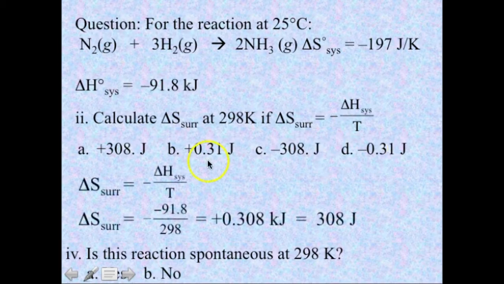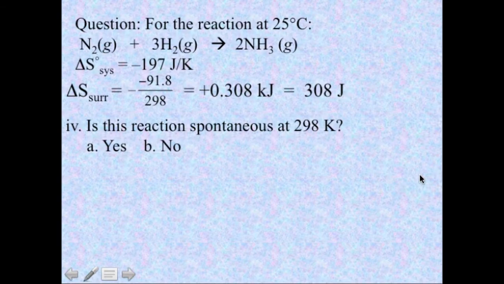All right, here we go. It's really a matter of just plugging in and remembering that you have a negative times a negative, which is a positive. So you're going to end up with plus 0.308 kilojoules, which is 308 joules. So the second part of this question, is this reaction spontaneous at 298 Kelvin? Do your calculation and then come back. We'll discuss the answer.